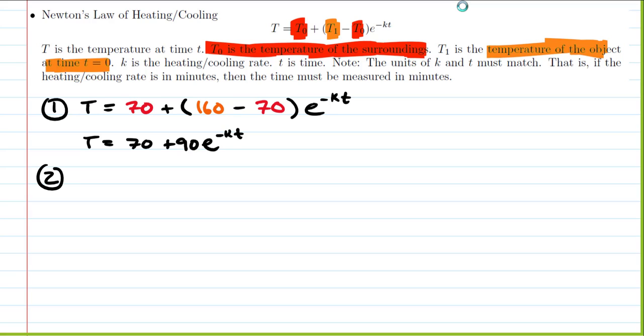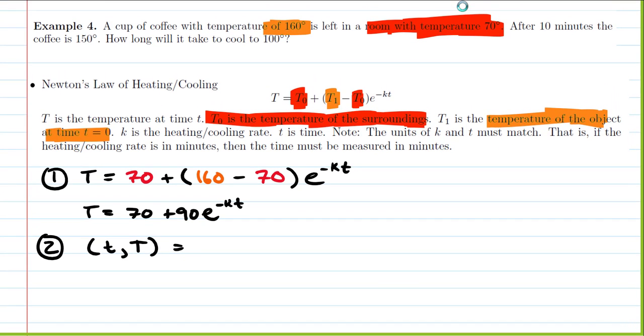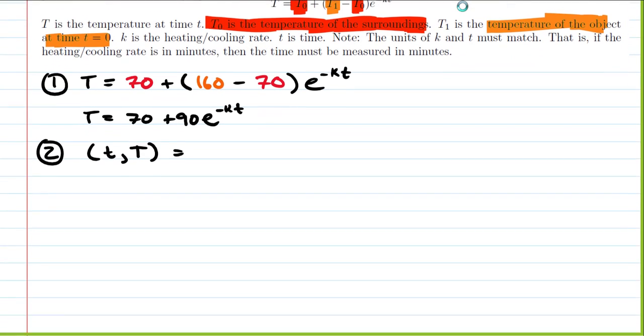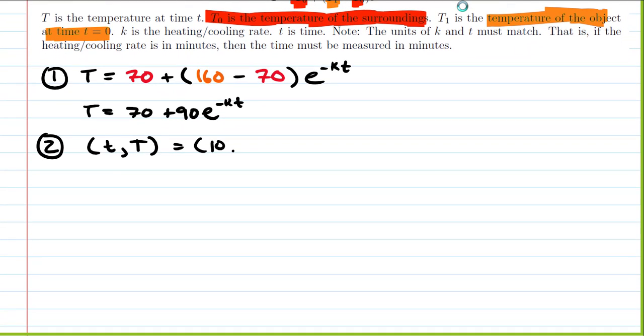So step 2 is we need an ordered pair. So we need a time and we need a temperature. So we're told after 10 minutes the coffee is 150 degrees. So we have 10 and 150. We'll use these amounts to solve for k.